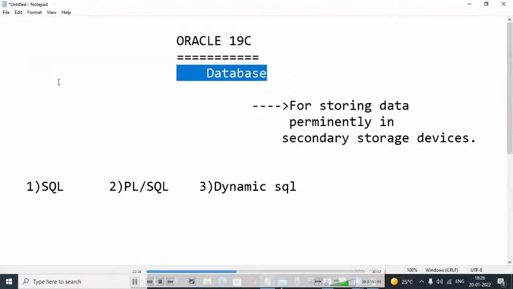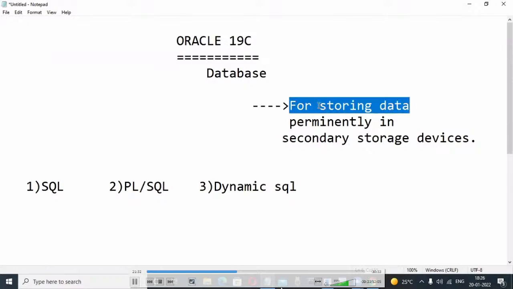Some Java, .NET, Python application front end is there. The data we are entering is stored in the back end. A first-time newcomer thinks the back end is only for storing data, but that is absolutely wrong. It is not only storing data, there are so many things.